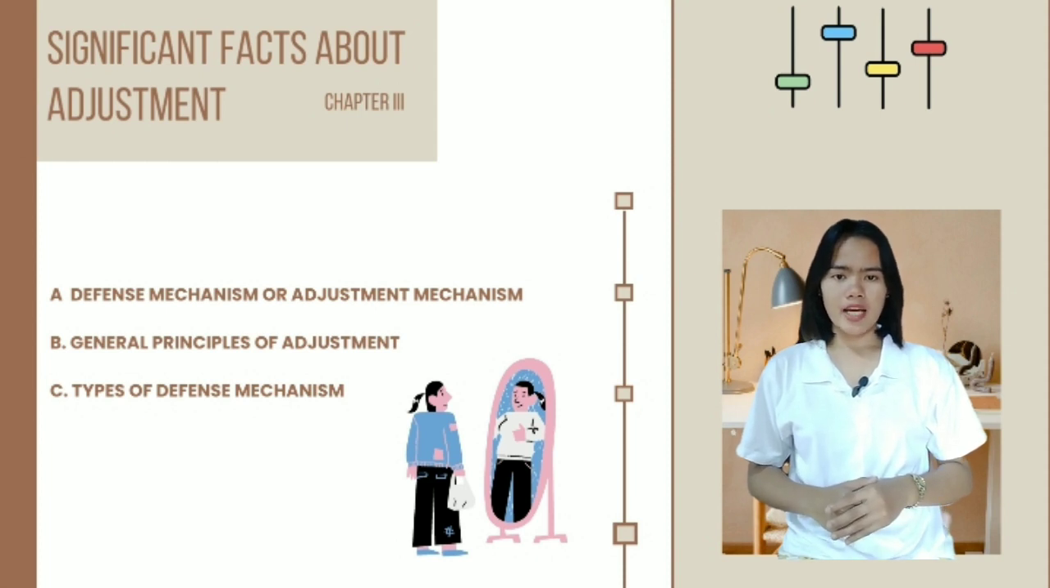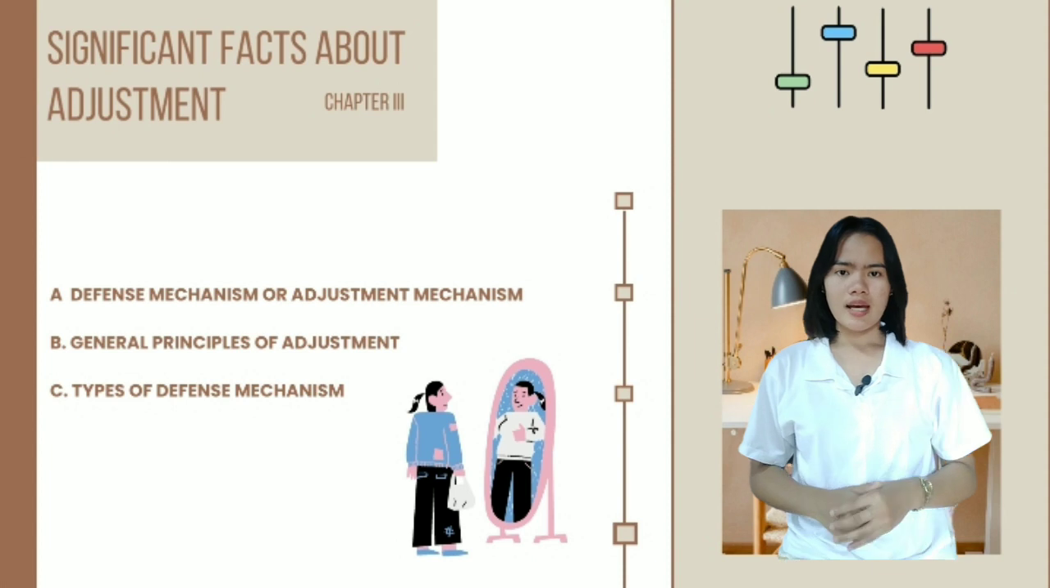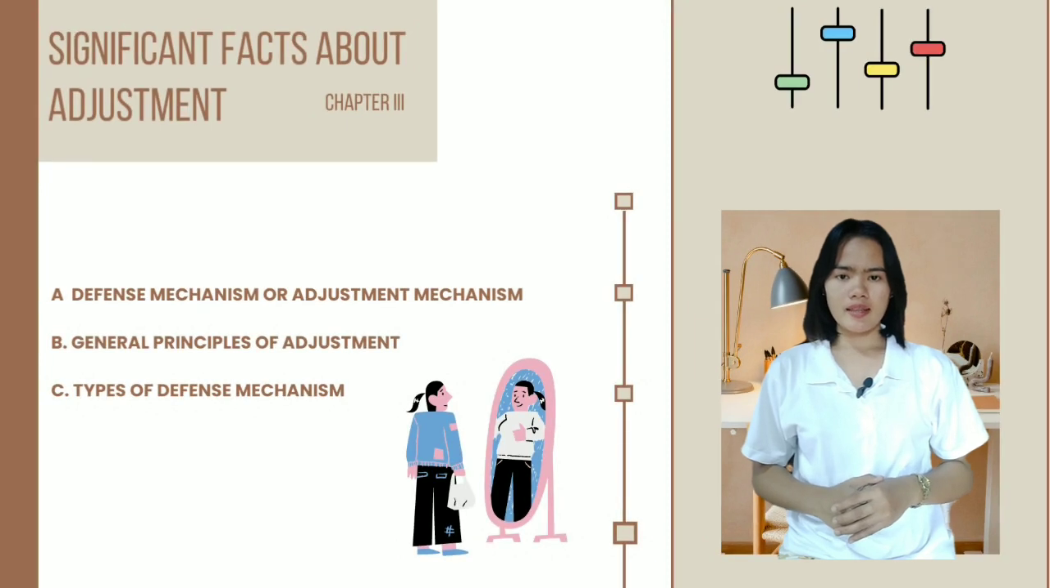There are a lot of types of defense mechanism. We have the repression, the suppression, the denial, the displacement, the scapegoating, rationalization, projection, substitution or transferred compensation, reaction formation, avoidance mechanism, sublimation, and intellectualization.